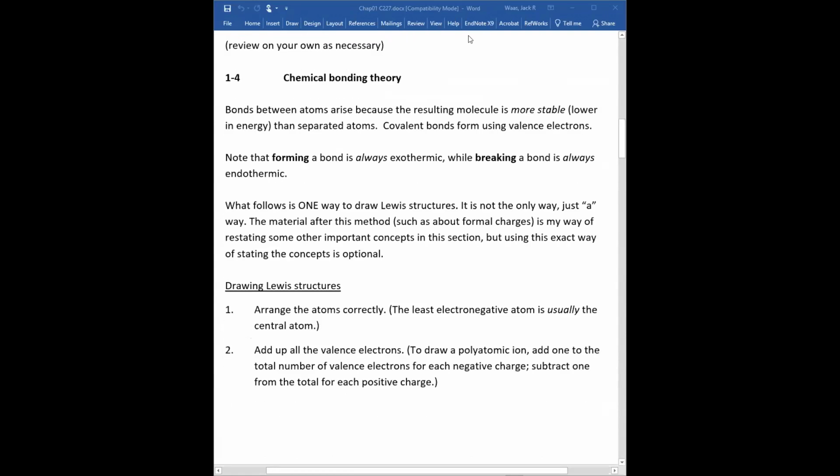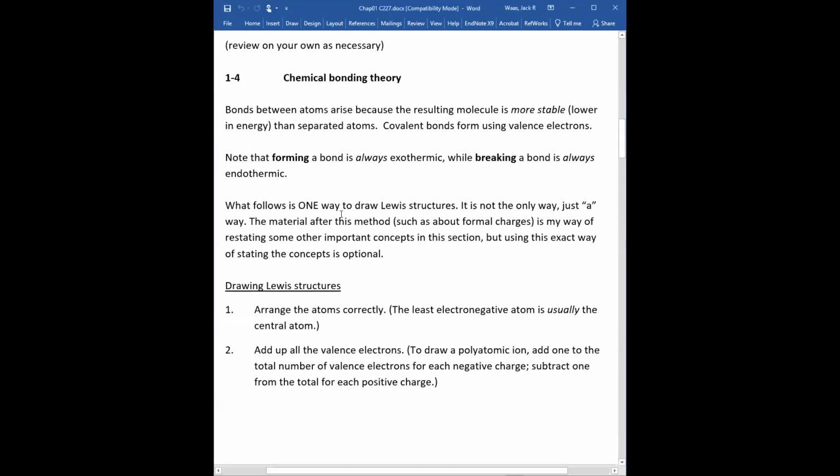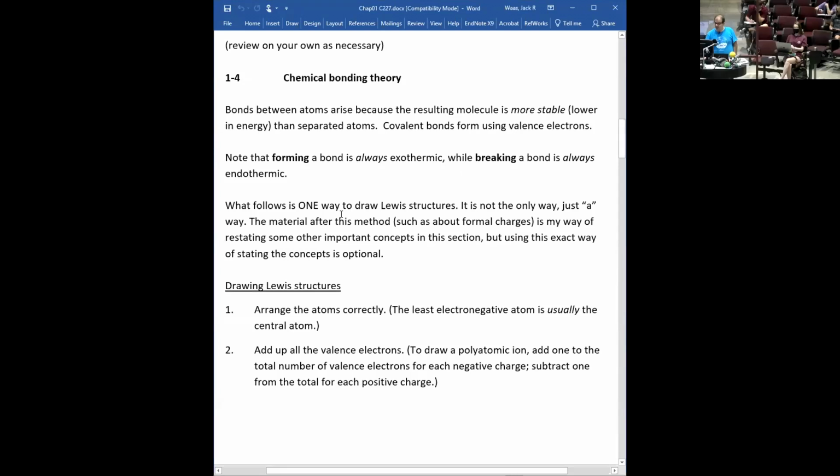Okay, so here's our bonding. I should maybe put this in a somewhat different order. Good. So this is another interesting fact that I think is worth being aware of. Forming a bond is always exothermic, always releases energy in the form of heat, and breaking a bond is always endothermic, always, no exceptions. Now, some bonds, when they form, don't release a lot of energy.